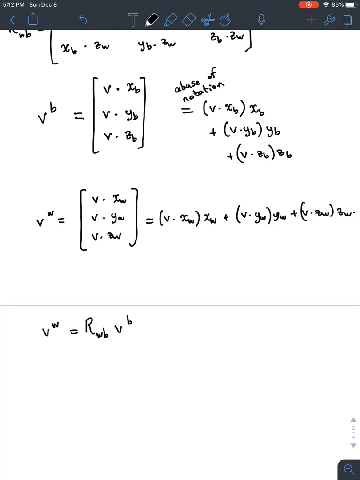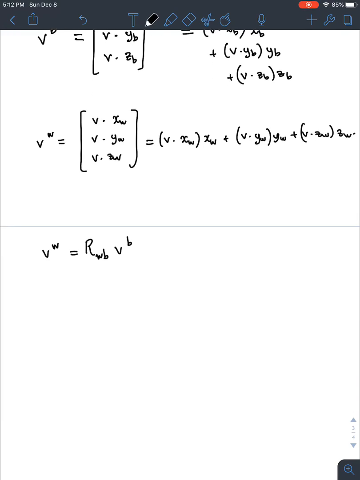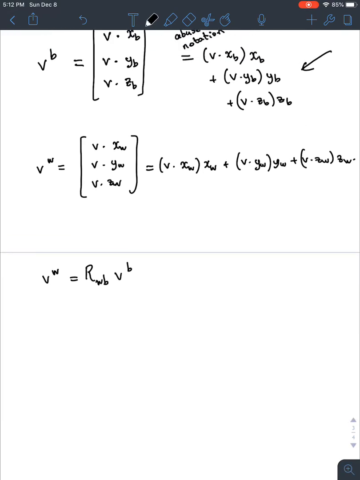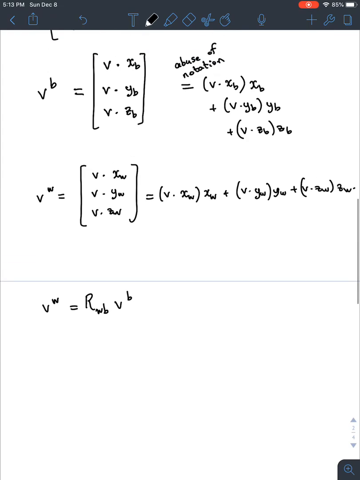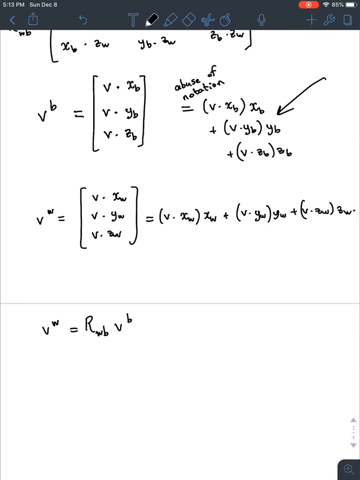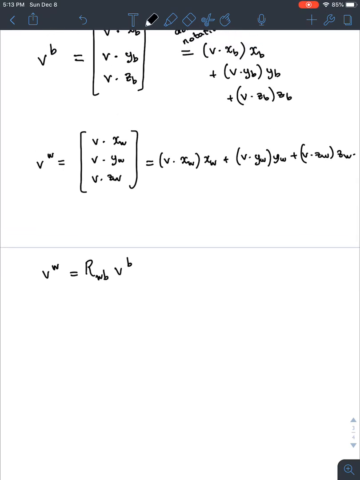Well, you might ask yourself why. Let's think about this. V^B has this decomposition, the expression of V in the B coordinate system, and the expression of V in the world coordinate system has that decomposition. Now let's do some algebra.